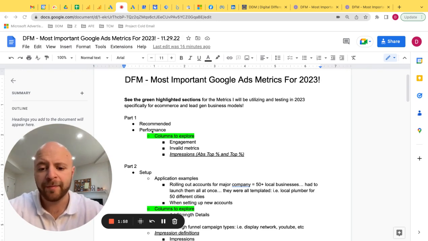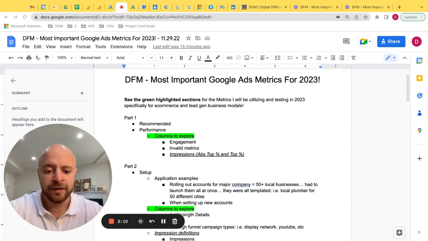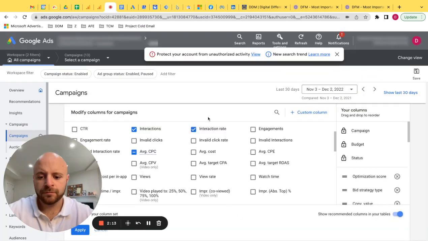Part one, recommended. We already had all the recommended columns. Performance columns to explore: engagement, invalid metrics, and impressions, absolute top percent, and top percent. Engagements, basically if someone actually interacts with the ad, the video ad, more for display networks and things like that. So those are important.